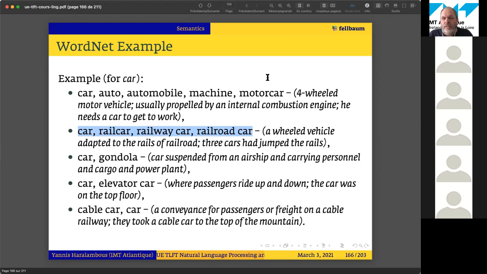So the idea is that instead of describing the concept in an intentional way, I give terms that have a common meaning, and I'm letting the human discover the common meaning of these terms. Okay, so is what not useful.